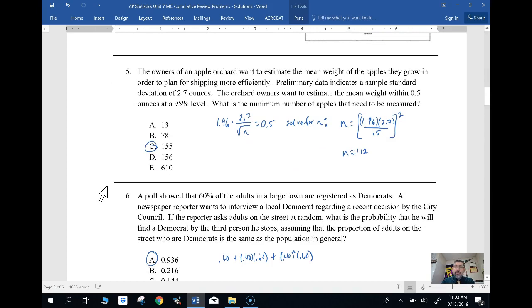Number 5, here's the solution for number 5. Now, I probably would have changed these values here to something closer to the 112, but we're going to use 1.96 because we don't know how many, so we're just going to use a z-score for that one. We use the margin of error for the t interval, and this is the margin of error. We set that equal to 0.5, and we solve for n. All right, closest one here is 155.